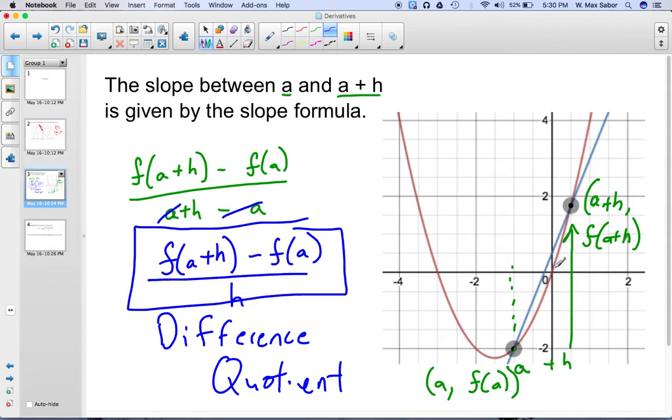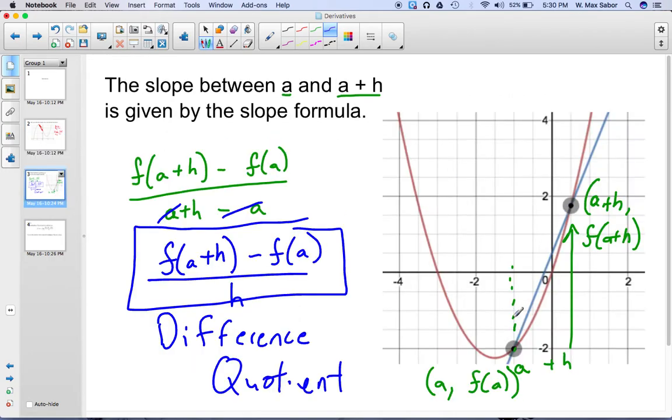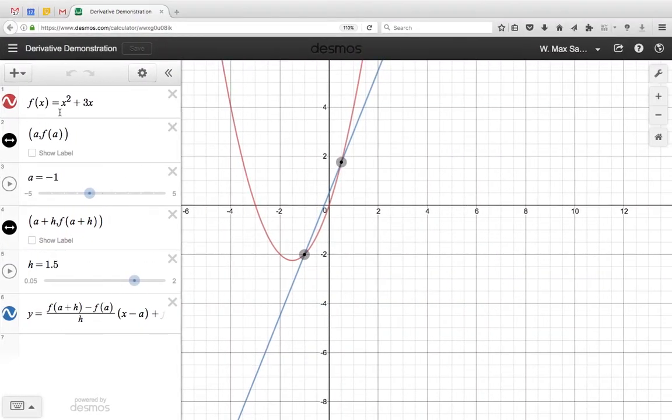Now, this is not exactly the slope. This is the slope of the blue line, which is not equal to the slope of the red line, or the red curve, which is not a line. So how do we take this idea of a difference quotient and turn it into a slope? Well, the idea here is if we have this difference quotient, I can change what h is. And the further away h is, the further away I get from the slope. And the smaller h is, the closer together those 2 points are, the closer and closer I get to the slope.